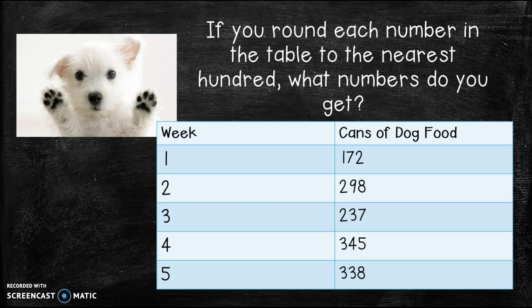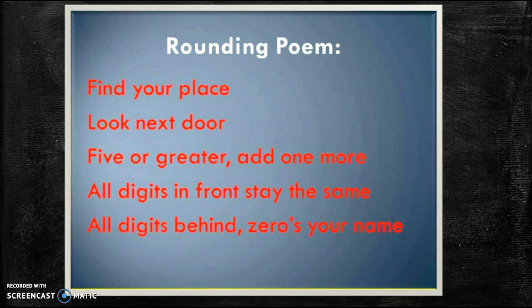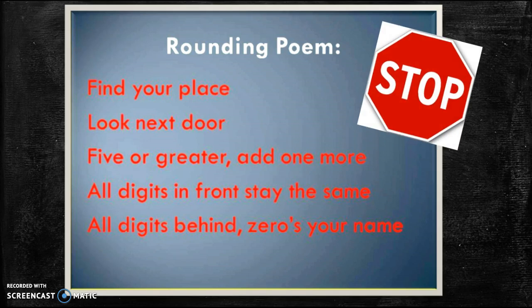Rounding. I feel like we just talked about this. We did. Remember the rounding poem? Read it with me. Find your place, look next door, 5 or greater, add 1 more. All digits in front stay the same, all digits behind, zeros your name. I want you to stop and review this over and over and over until you remember it by heart.